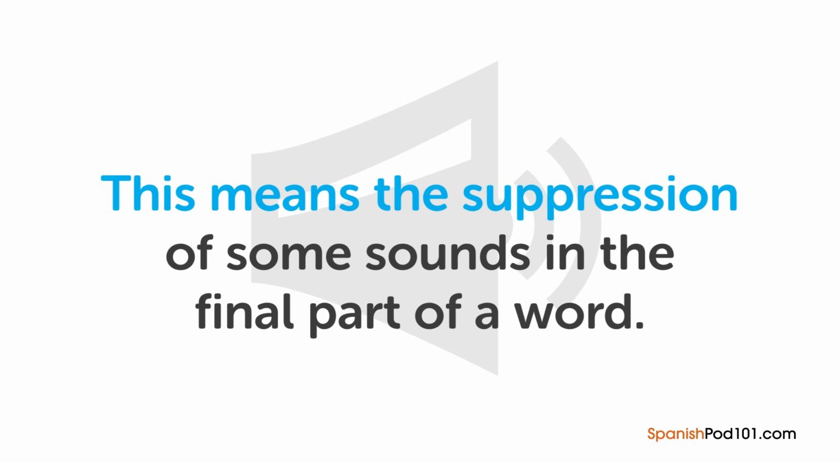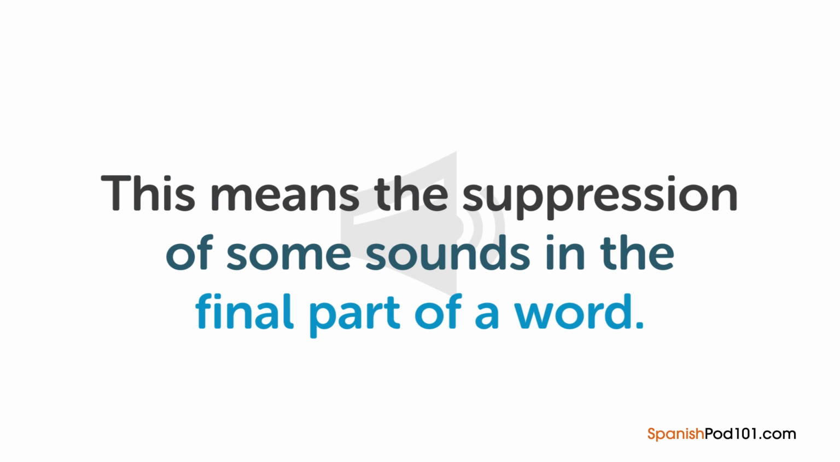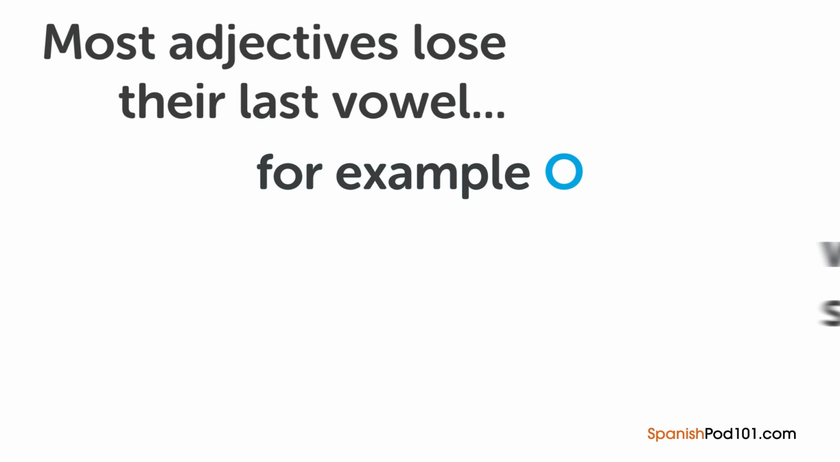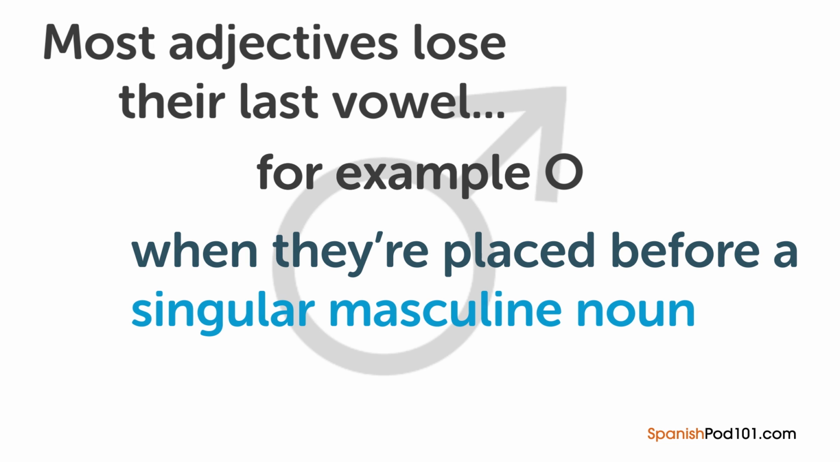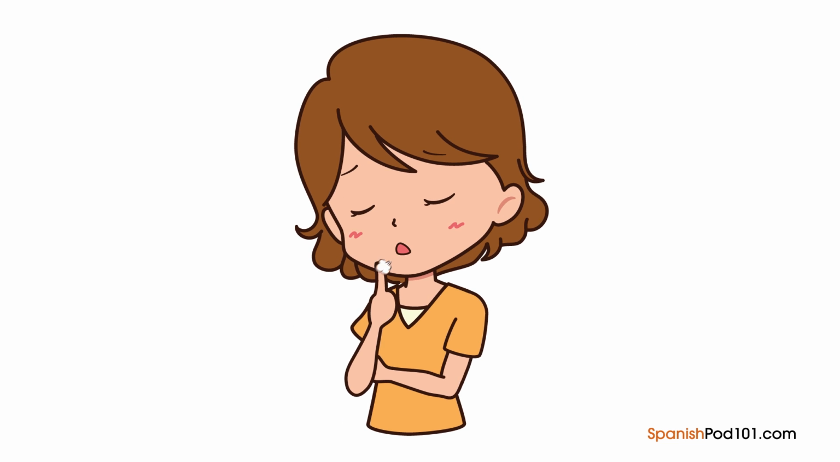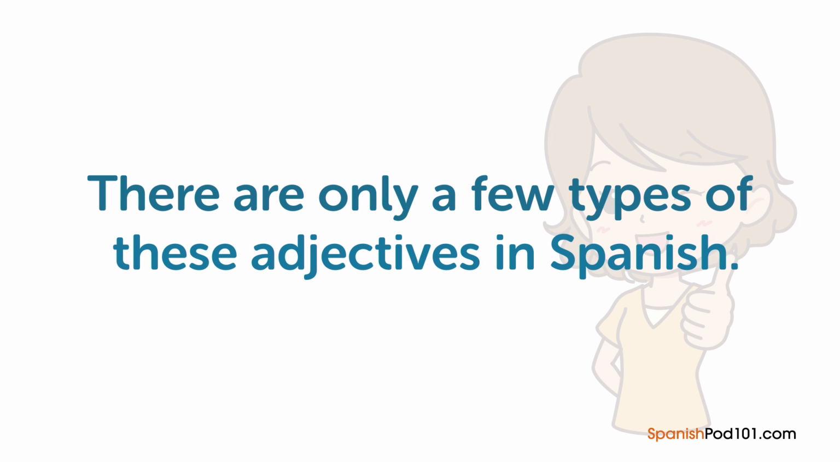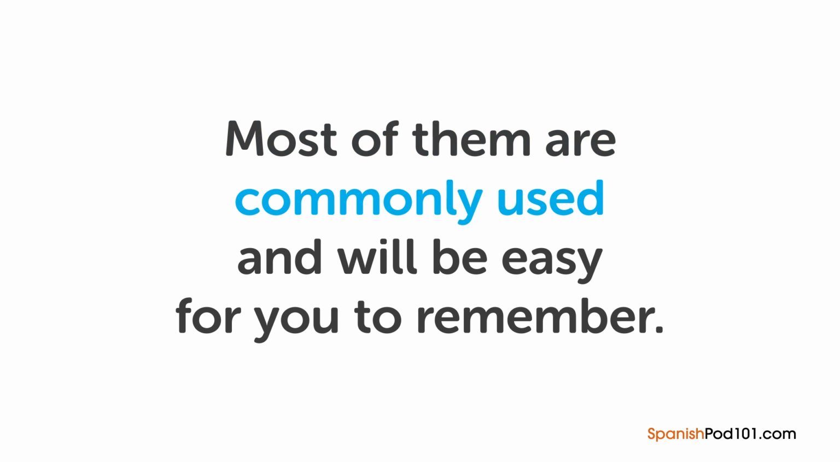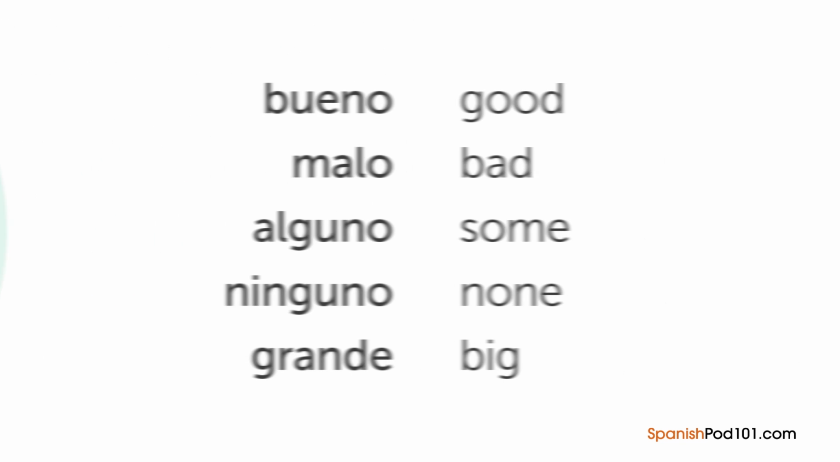This means the suppression of some sounds in the final part of a word. Most adjectives lose their last vowel, for example, o, when they are placed before a singular masculine noun. Sound confusing? Don't worry, there are only a few types of these adjectives in Spanish. Most of them are commonly used and will be easy for you to remember. Here they are.